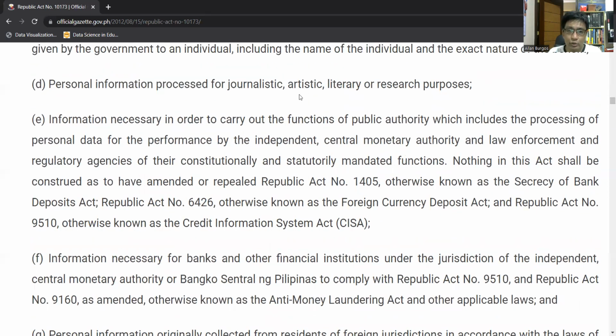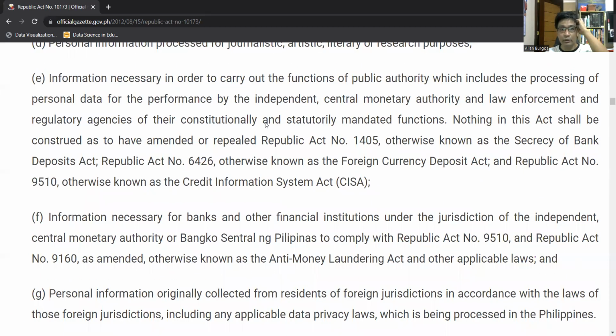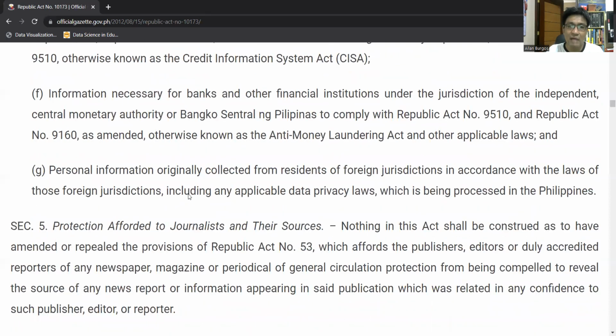Letter D, personal information processed for journalistic, artistic, literary, or research purposes. Letter E, information necessary in order to carry out the functions of public authority, which includes the processing of personal data for the performance by the independent central monetary authority and law enforcement and regulatory agencies of their constitutionally and statutorily mandated functions. Nothing in this act shall be construed as to have amended or repealed Republic Act number 1405, otherwise known as the Secrecy of Bank Deposits Act, Republic Act 6426, otherwise known as the Foreign Currency Deposit Act, and Republic Act number 9510, otherwise known as the Credit Information System Act.